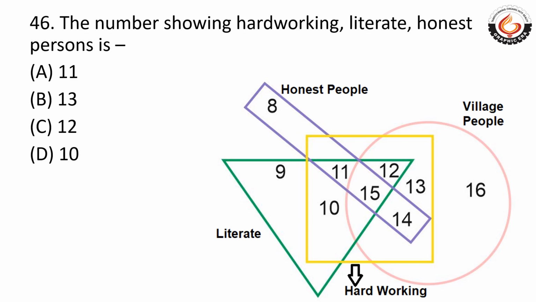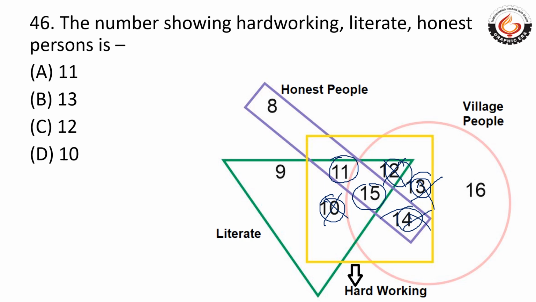Now, if they talk about hardworking, 11, 15, these are 6 digits going for hardworking. Now literate, 11, 10, 15, 12, these 13 and 14 will not be there. Honest, this 12 and 10 is eliminated. Now this is the same case. Hardworking also, literate also, honest also.